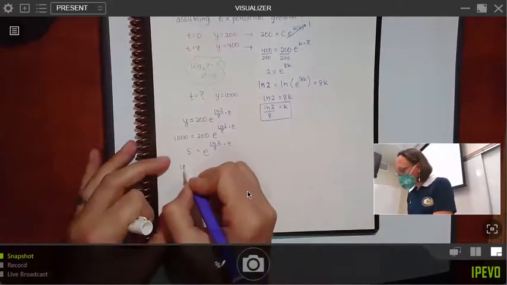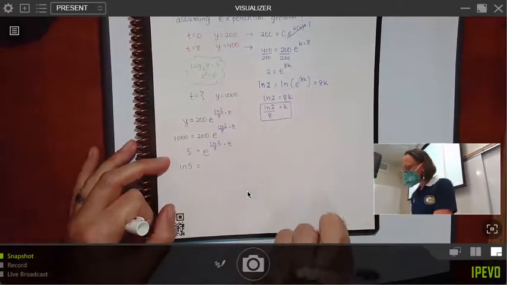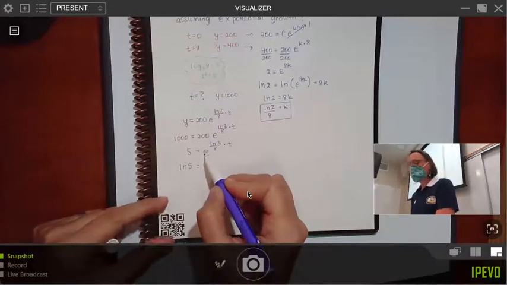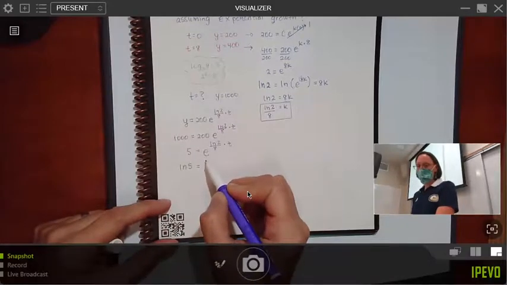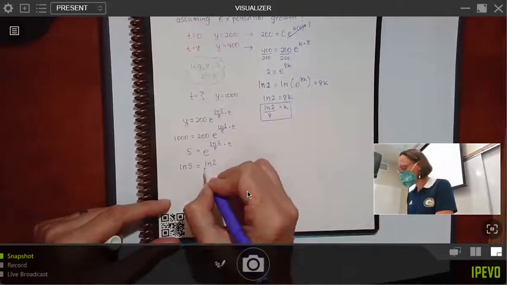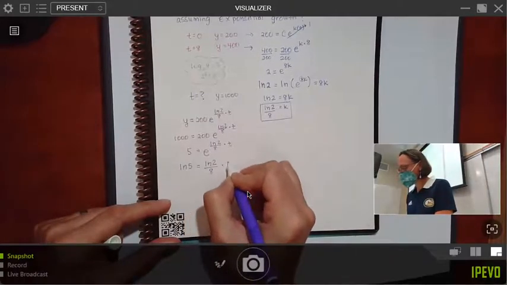So I'm going to have natural log of 5. And this time I'm going to skip writing out that intermediate step. So when I take the natural log on this side, that exponential part's going to go away. So I'll have ln of 5 is equal to ln of 2 divided by 8 times t.